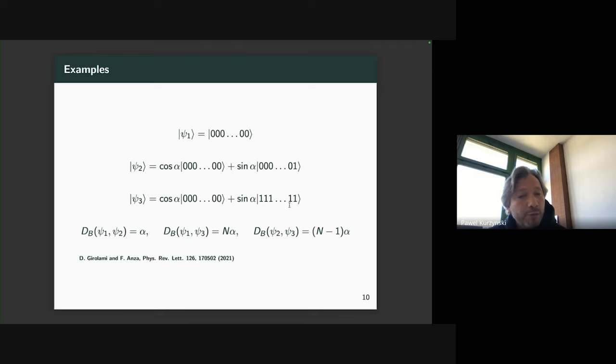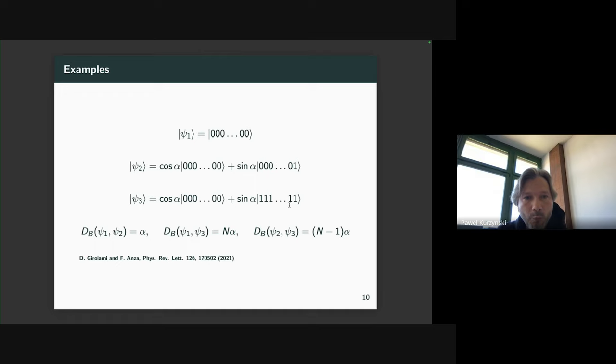And then, if we consider overlap, the distance between psi 1 and psi 2 would be just alpha, okay? If you consider the standard overlap, the distance between psi 1 and psi 3 would also be alpha. But if you use the distance defined by Girolami and Anza, then you will find that the distance between psi 1 and psi 2 is indeed alpha, but the distance between psi 1 and psi 3 is n times alpha. On the other hand, the distance between psi 2 and psi 3 is n minus 1 times alpha. So this is exactly the property that we wanted, and this really reflects the similarity to the Hamming distance.